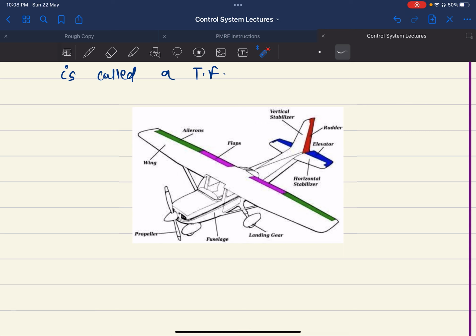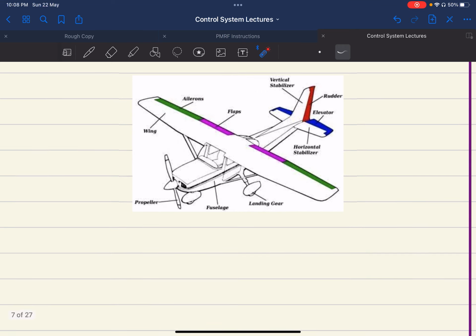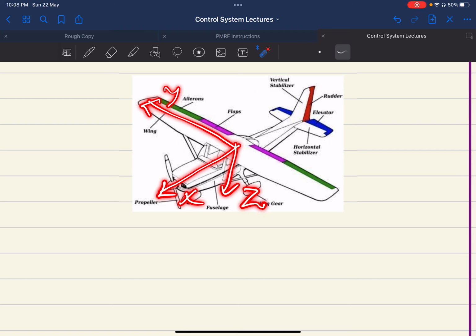Aerospace background people will be well versed with terms like ailerons, flaps, rudder, elevator, fuselage, propeller. So, just a brief introduction for the non-aerospace background people. Ailerons are the control surfaces which help in moving the flight. If I take this as the x direction, this as the y direction, and the downward as the z direction, aileron helps in rotating the flight in this direction.